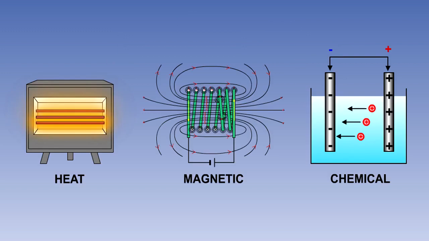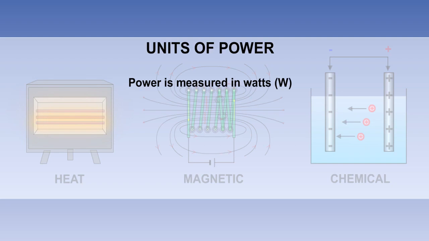When a force produces a movement, work is said to have been done. The rate at which work is done is called power. In an electric circuit, work is done by the voltage causing current to flow in the circuit, creating heat, magnetism, or a chemical reaction. In an electrical circuit, power is measured in watts. The abbreviation for watts is W.